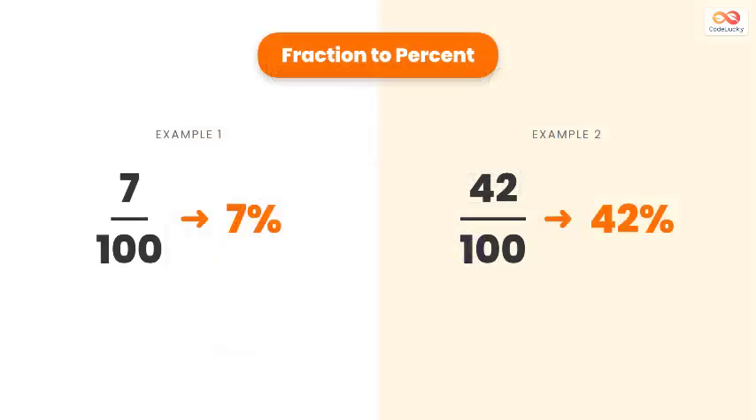Let's connect this to fractions you already know. If you have the fraction 7 over 100, that is exactly 7%. If you have 42 over 100, that is 42%. As long as the bottom number is 100, the top number is your percent.